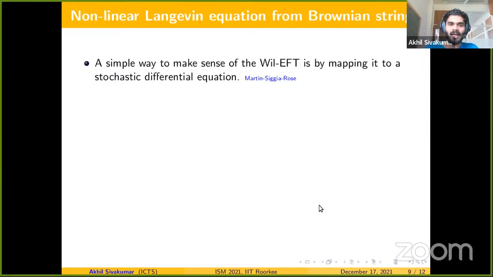So I've talked about decomposing these scalars, writing EFT theories, and suggested Schwinger-Keldysh path integrals and so on. But how do you make sense of this? A simple way to make sense of a Wilsonian EFT is by mapping it to a stochastic differential equation. There's a general procedure to do it, as done by these guys.